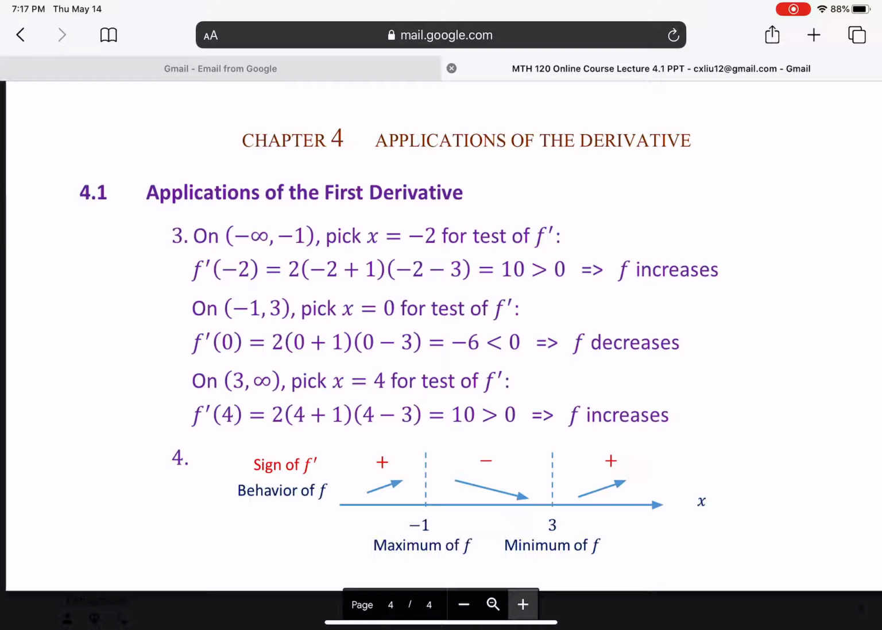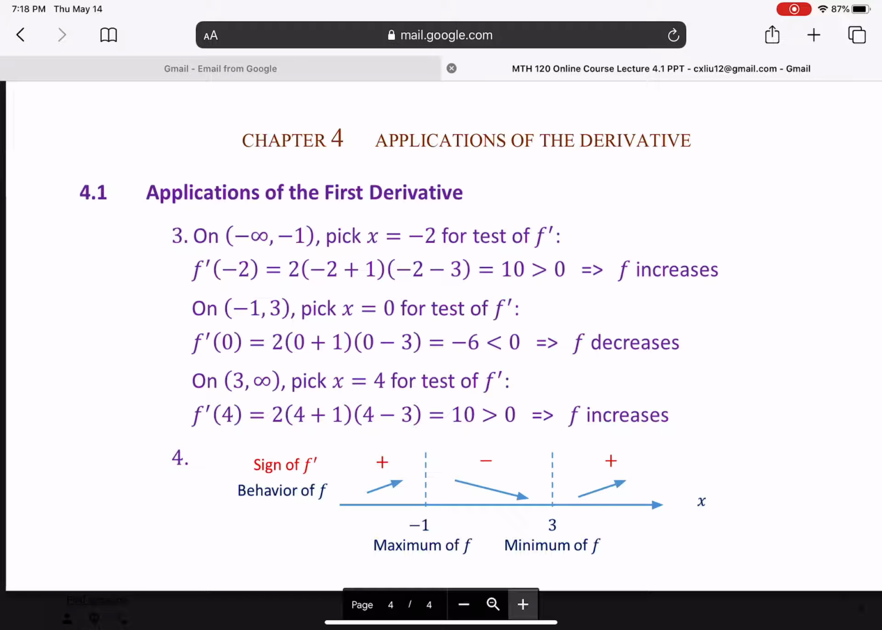In the region -1 to 3, we can pick 0 for x and plug it into the derivative function. We get 2 times (0 plus 1) times (0 minus 3), and we get -6. So this is negative, and the function decreases. In the last region, from 3 to infinity, we can pick x equal to 4 and plug it into the derivative. We get 2 times (4 plus 1) times (4 minus 3). And again, we get 10. That's positive, so f increases again.